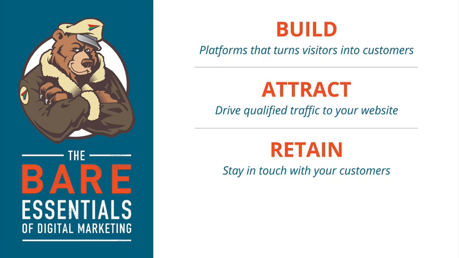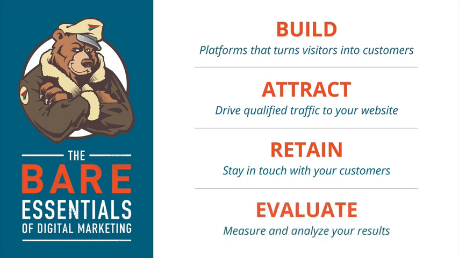Third, or R, is for retain. And retain is all about how do we stay in touch with people after they've left our website. And the big focus there is email marketing and also retargeting. And lastly, the E is for evaluate. How do we measure and analyze our results? And obviously, Google Analytics plays a huge role in that.